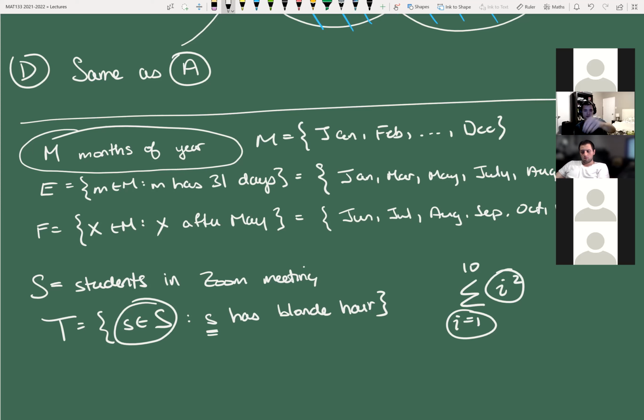I just let little s run over all the elements in big S, and then I use that to check whether or not they belong to my set T. Is that okay? Okay, cool.